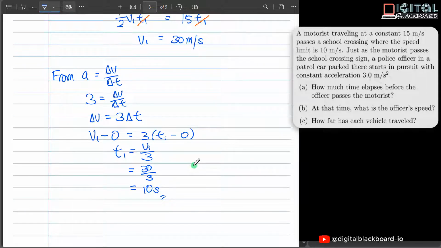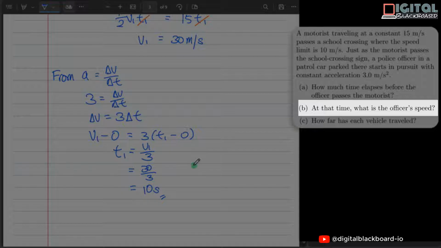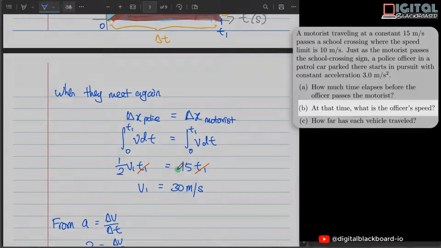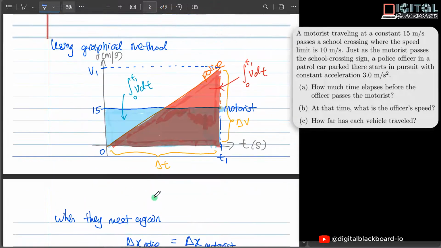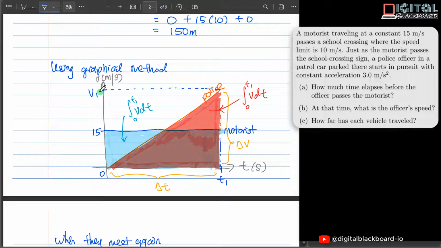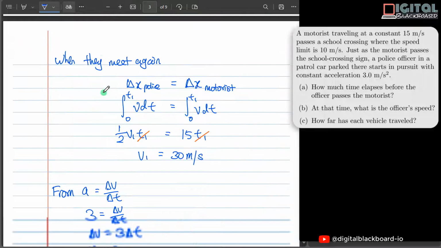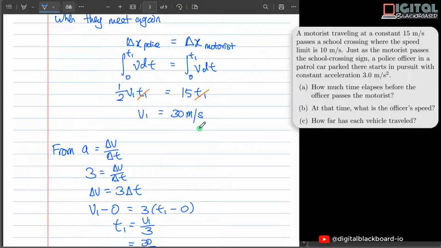And then for part B, at that time, what is the officer's speed? This has already been solved here. At that time, the officer's speed v1, referring to this point here, at time t1, is just 30 meters per second. So we solve parts A and B at the same time.